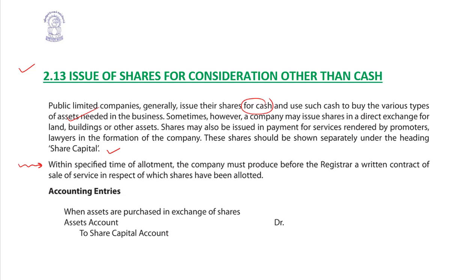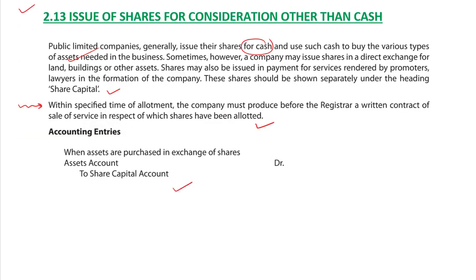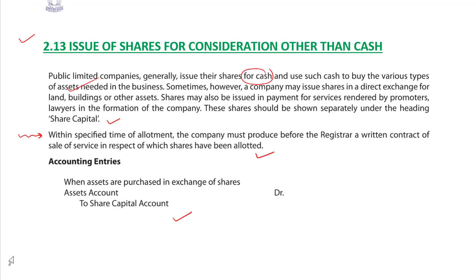Within a specified time of allotment, the company must produce before the registrar a written contract of sale of service in respect of which shares have been allotted. Accounting entries: when assets are purchased in exchange of shares, the asset account will be debited and share capital account credited. I believe you understood this. Let us move ahead.